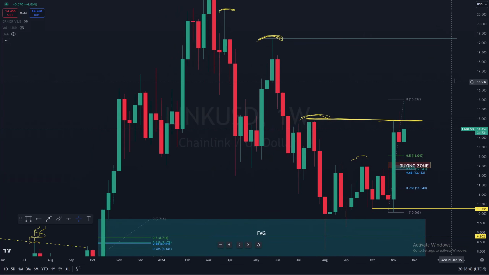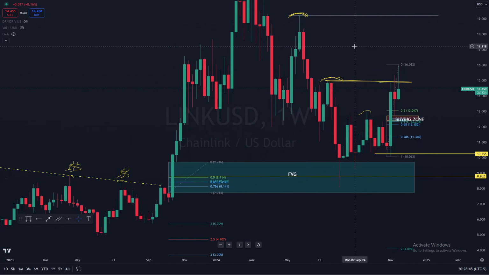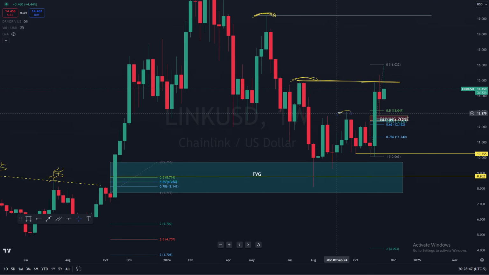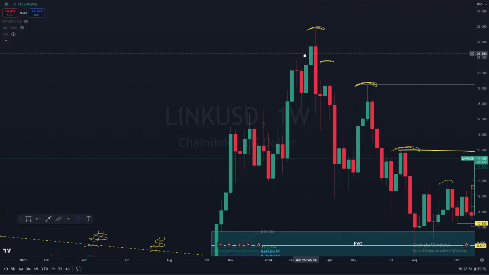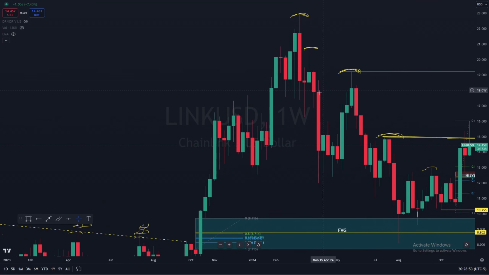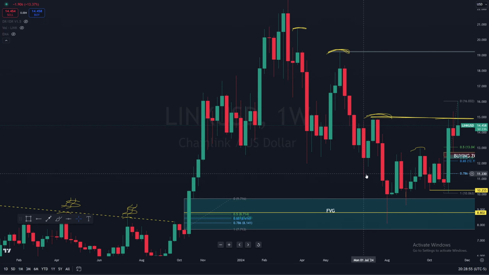And why do I think this is accelerating to the upside? Because we have a market structure shift on the weekly. If you're just looking at this price action here, the market is making lower lows as it's going down, and it's taking out lows. So here's a low, here's a lower low, here's a lower low, and here's a lower low. I know my chart's getting kind of messy now.